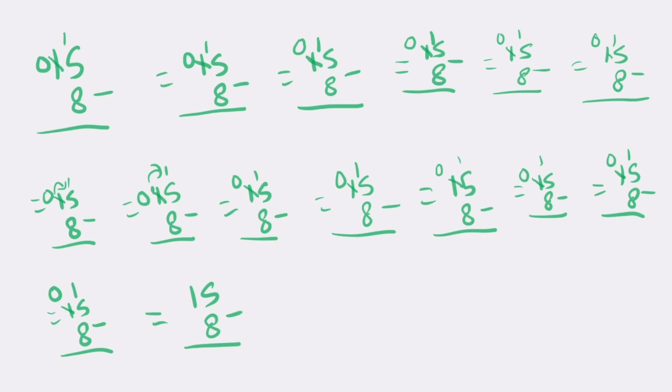Now, you can't take away an 8 from a 5, so we need to take this 1 out, put it there, and now make this into a 0, because we took away 10, and we added that 10 to that 5 to get 15 minus 8.